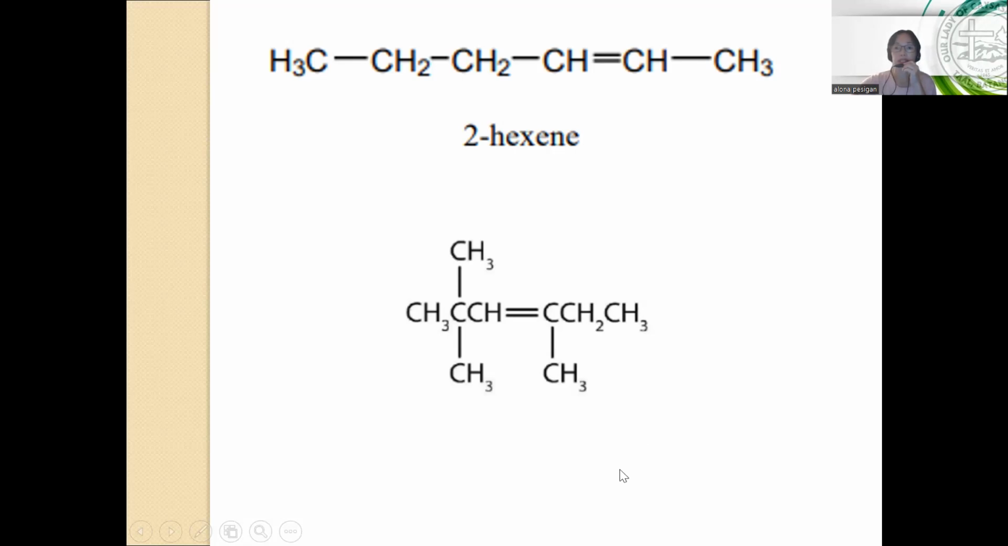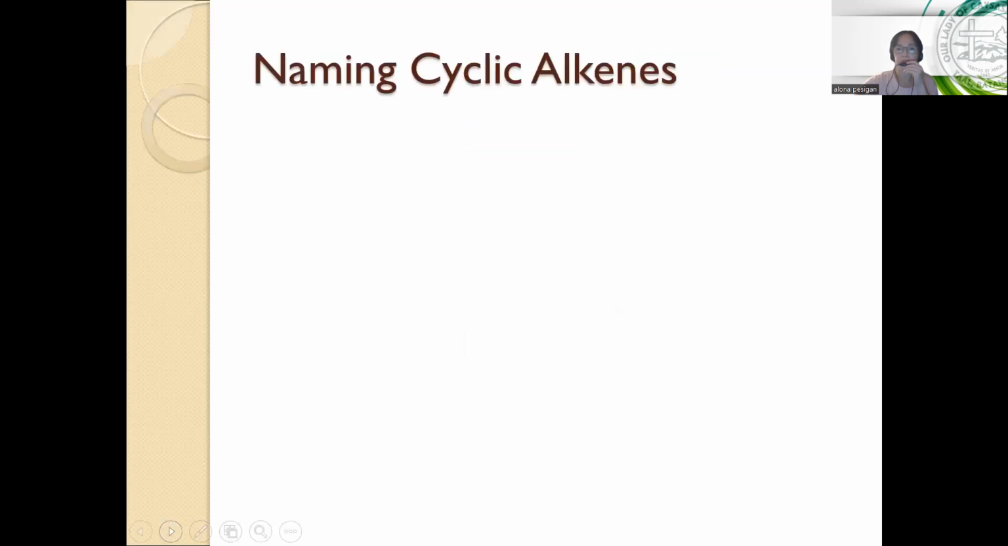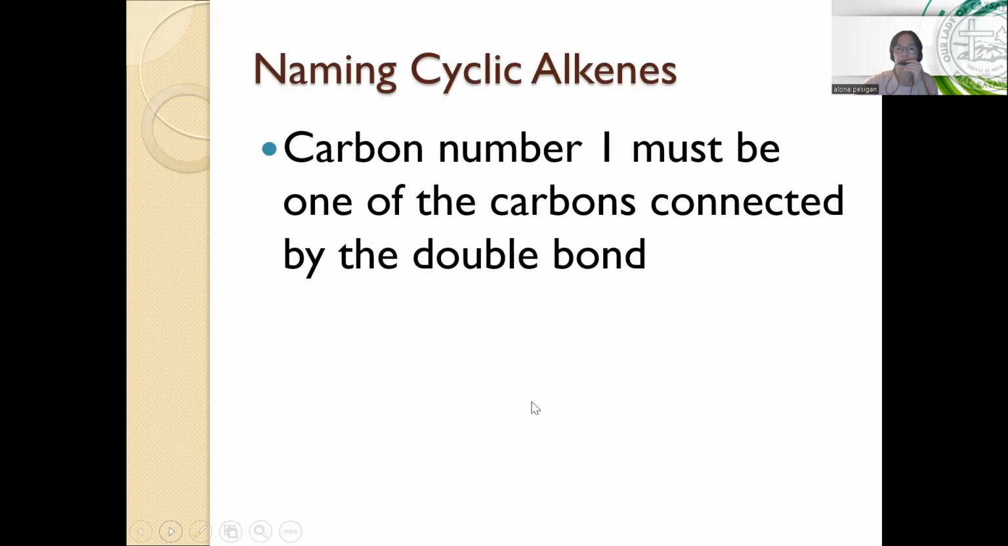So it's 3-hexene. But take note of the substituent here, the branch chain alkene. So it's 1, 2, 3. It's trimethyl, and the numbers are 2, 2, and 4. So it's named as 2,2,4-trimethyl-3-hexene. Take note of the position of the double bond. In naming cyclic alkenes, carbon number 1 must be one of the carbons connected by the double bond.